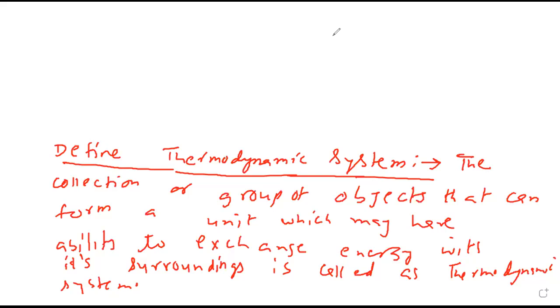Can I clear this now? Yes, sir. Arshita, have you written thermodynamic system? Definition: the collection or group of objects that can form a unit which may have the ability to exchange energy with its surroundings is called a thermodynamic system. Shall I clear? Arshita? Arshita? Next.